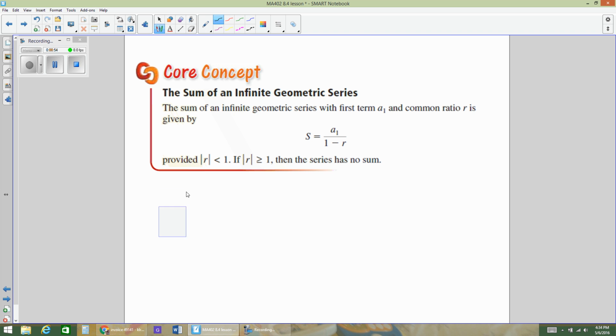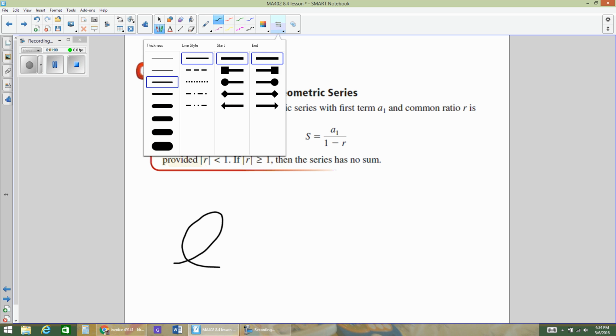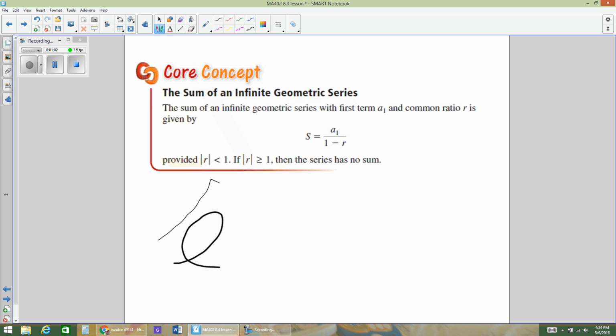This is only going to work for us if the absolute value of the R value, the rate, is less than 1. So just the number itself, because if it's greater than 1, then there is no sum.